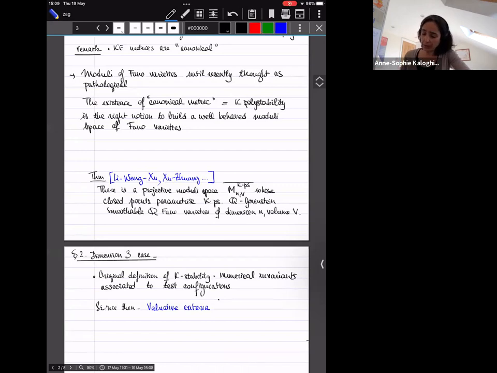Since then there have been these valuative criteria, which were due to Fujita and Li originally, which have reformulated K-stability, or which have given criteria for K-stability in terms of valuative invariants. I'll just give one example here.